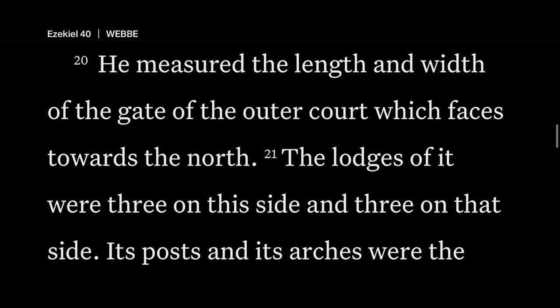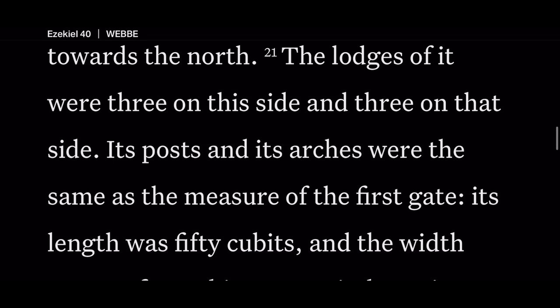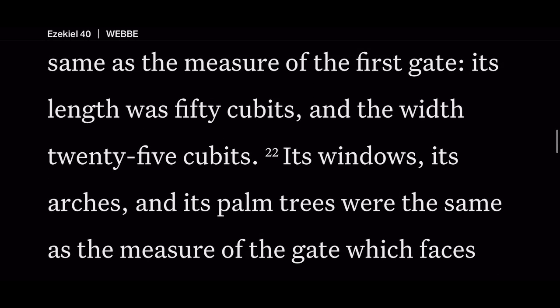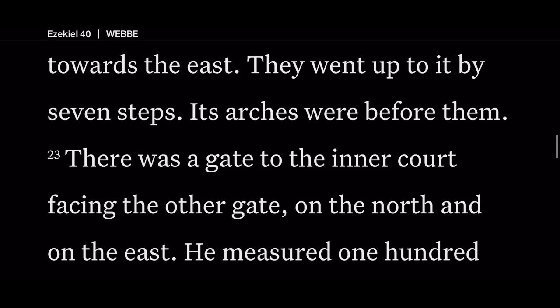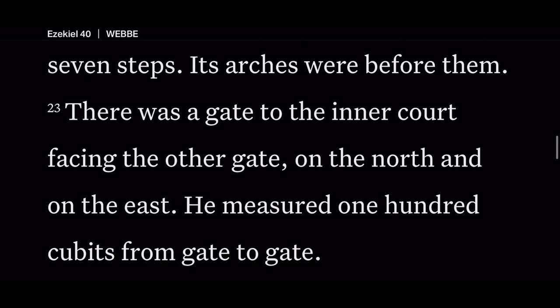He measured the length and width of the gate of the outer court which faces toward the north. The lodges of it were 3 on this side and 3 on that side. Its posts and its arches were the same as the measure of the first gate. Its length was 50 cubits, and the width 25 cubits. Its windows, its arches, and its palm trees were the same as the measure of the gate which faces toward the east. They went up to it by 7 steps. Its arches were before them.